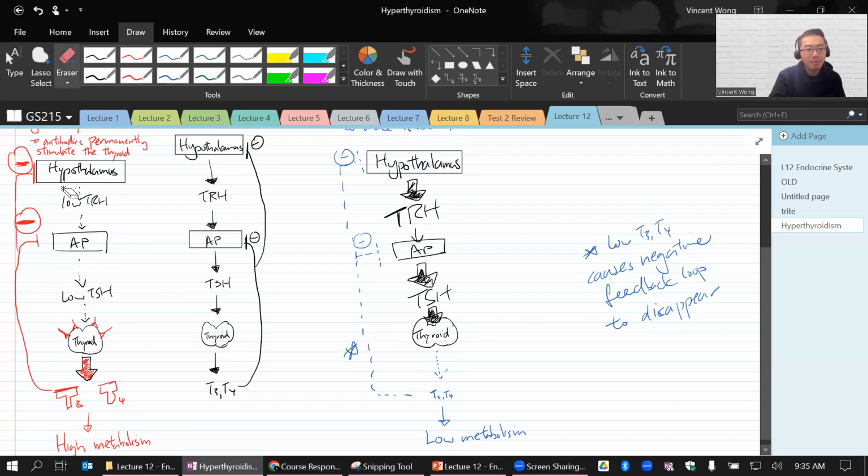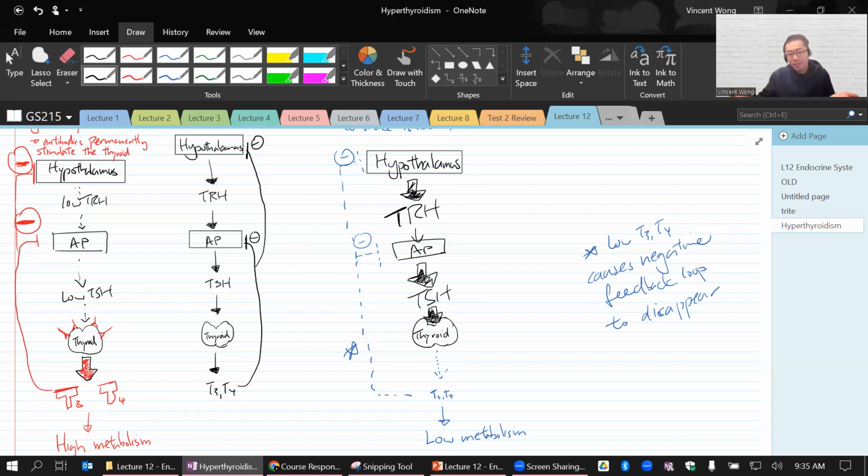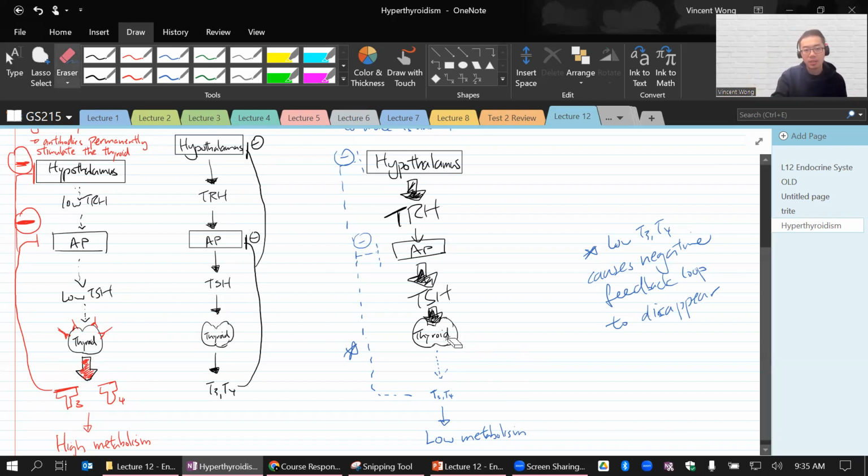On the other hand, in hyperthyroidism, despite low TRH and TSH, there's no hormonal stimulation, but you still end up having a lot of T3 and T4. Over here, there's a lot of hormonal stimulation on the thyroid. TRH, TSH is telling the thyroid to make more, but it can't, because it doesn't have the raw material. And so you still have low T3, T4.